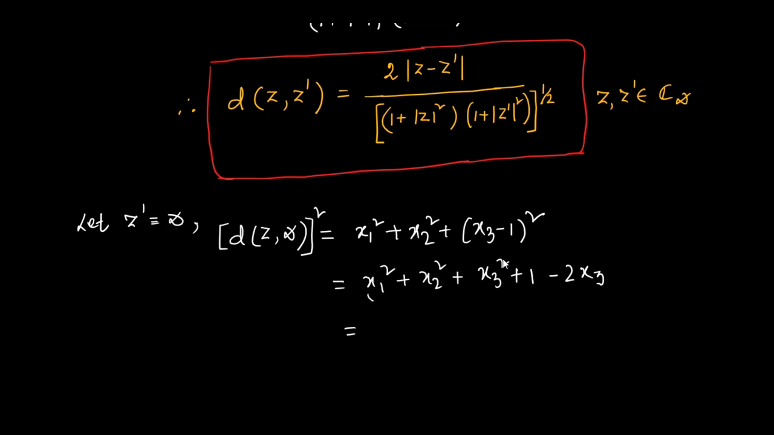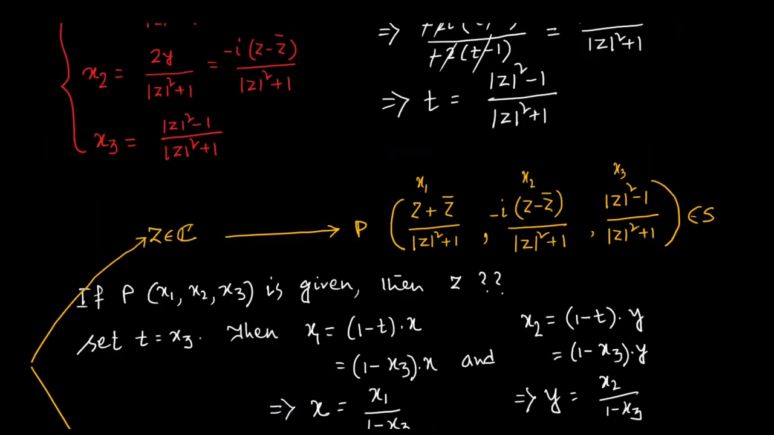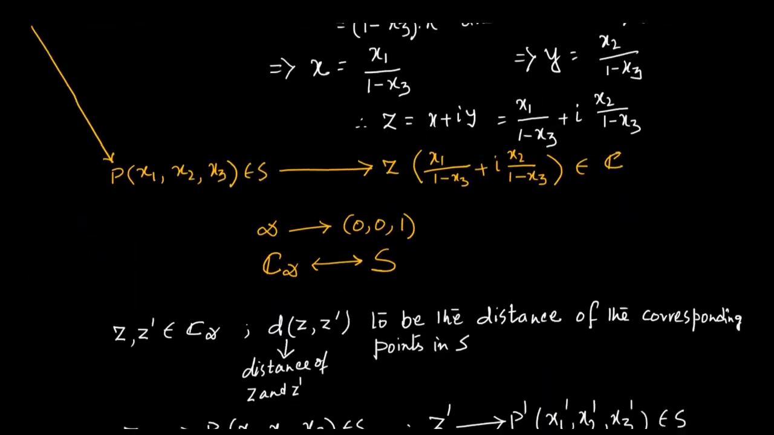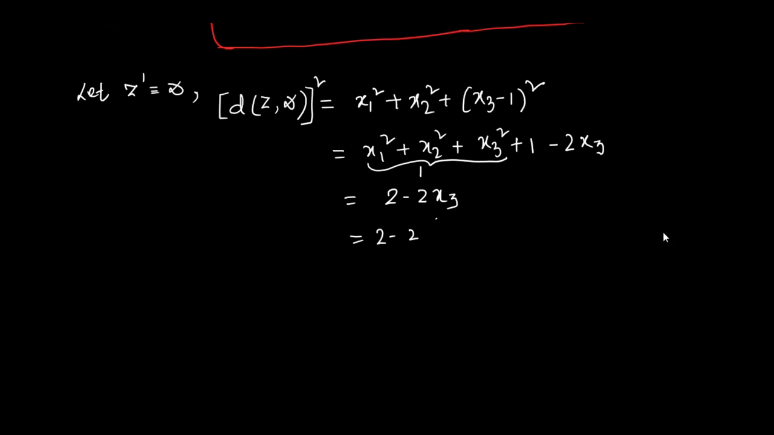Again, x1, x2, x3 correspond to the coordinates of P, and this P lies on the surface of the sphere S. So this is 1. Therefore, this will give us 2 minus 2x3. What is x3? X3 is mod z square minus 1 divided by mod z square plus 1. So 2 minus 2 times that, the mod z square will cancel, 2 to 4. So 4 divided by mod z square plus 1.